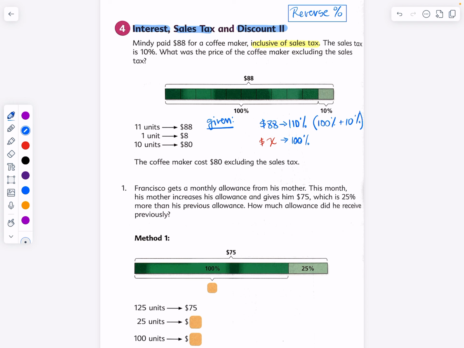My friends, we have ourselves two ratios tied together. We call it a proportion. I will not go into proportions too much, but just pointing out that this is a proportion. $88 is 110%. That's what's given. What do we need to find? We need to find the original price, 100%. Another way for me to show you, we will of course solve this problem.